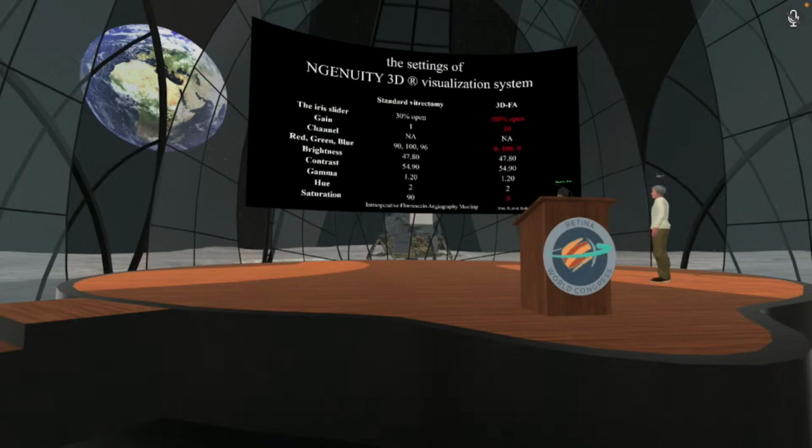In my first paper about 3DFA, I stated that we need to change the iris slider and gain setting. Next. However, I found that we can observe the angiographic view without changing these settings. What we need and what is important is to change the color setting and to minimize the saturation. Next, please.